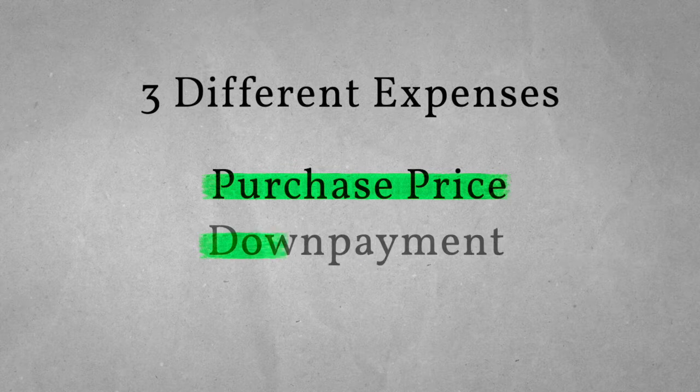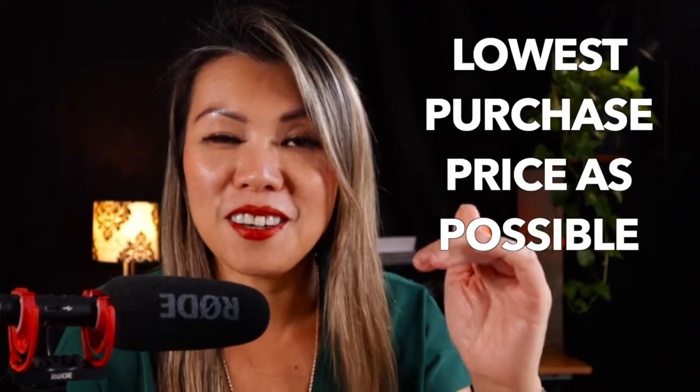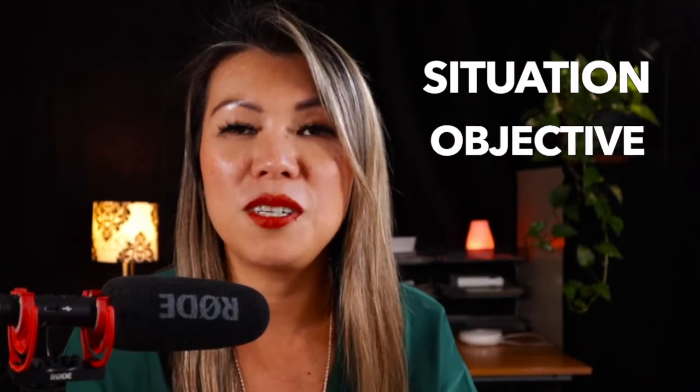Okay, so let's talk about expenses. I like to group these three expenses together because they kind of affect each other, right? You have your purchase price, your down payment, and then your rehab cost. So the purchase price, obviously, like I said earlier, the higher you pay, the more your cost is going to be, right? The lower your purchase price, the lower your monthly expenses will be. So I like to buy discounted property, as you know. I like my purchase price to be as low as possible. And I'm not against you buying it at retail as long as the numbers make sense for you, for your situation and your objective.